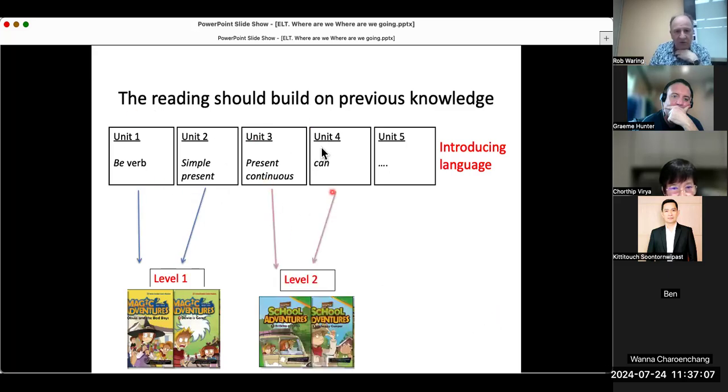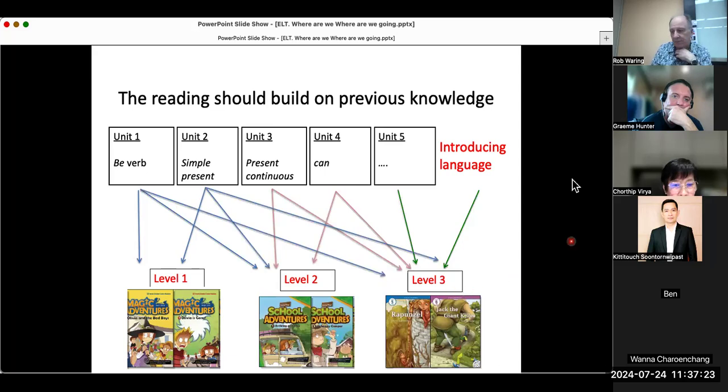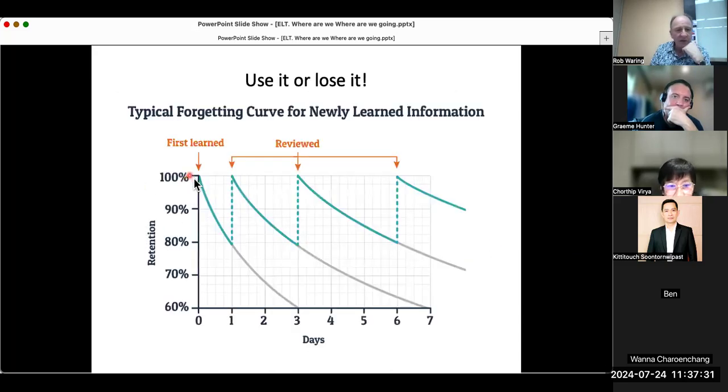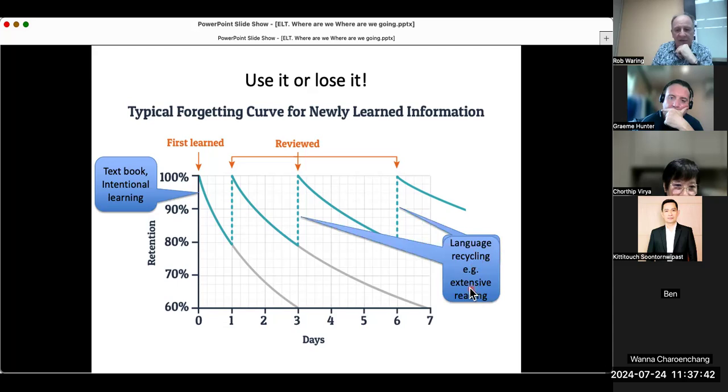And then this grammar and vocabulary is supplemented by these materials, because these materials are written to have this grammar and vocabulary. So we're systematically building. Level 3 materials will have this grammar and vocabulary built on previous knowledge. So we need to have scaffolded learning. We need to make sure that the learning comes back again and again. We need to have the initial learning, but because of forgetting, we need to relearn. So the textbook will give us the initial stage. Extensive reading, particularly extensive listening, will provide that language recycling.